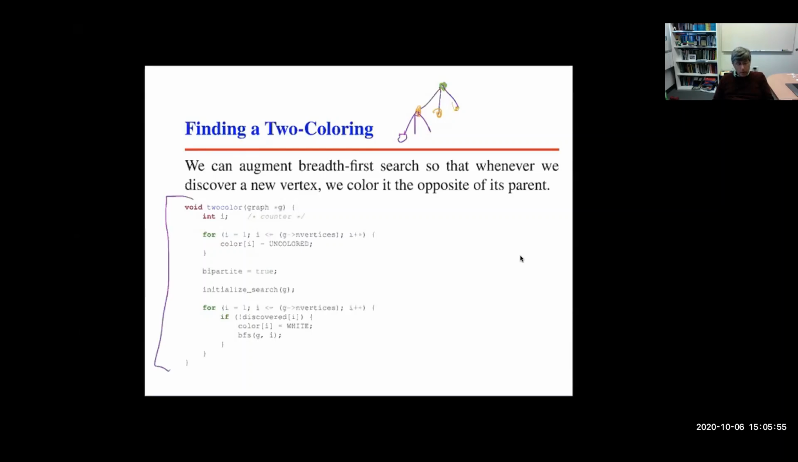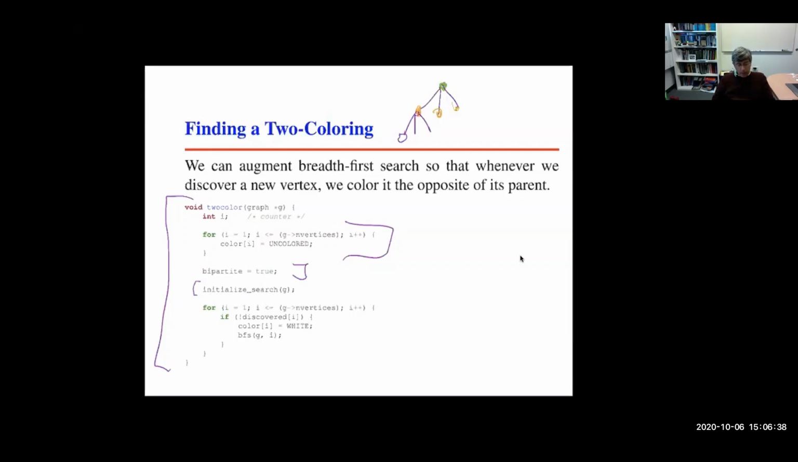So what is the idea of an algorithm for two coloring a graph? Well, let's take a look at it. First, we'll say every vertex has a color, and initially they are uncolored. Initially, until we get a contradiction, the graph is bipartite. We're now going to initialize our breadth first search. For every vertex from 1 to n, we ask ourselves: if the ith vertex is not discovered, then we should do a breadth first search from it. So this is going to try to color every component of the graph.